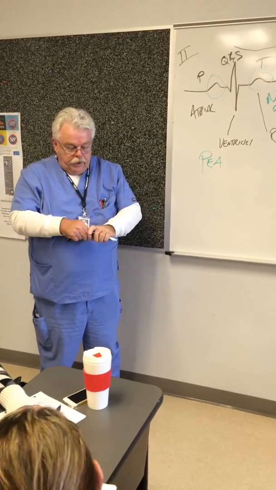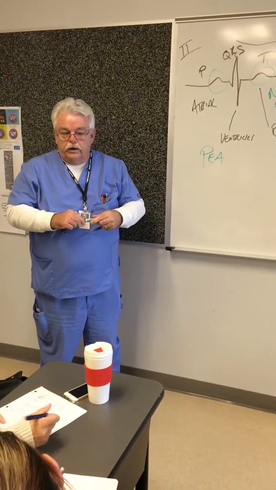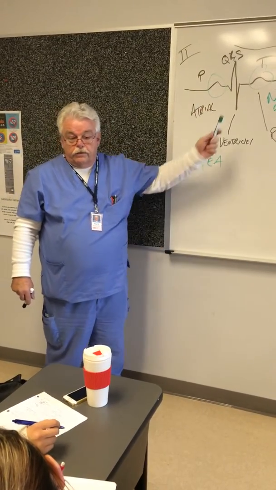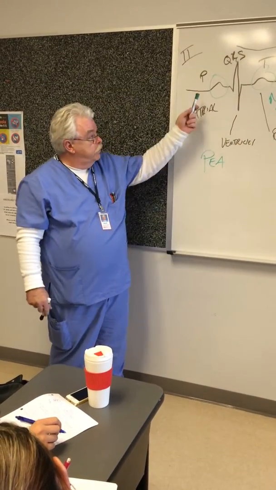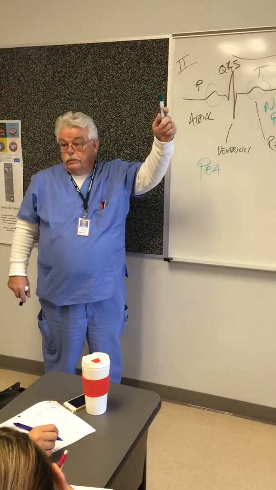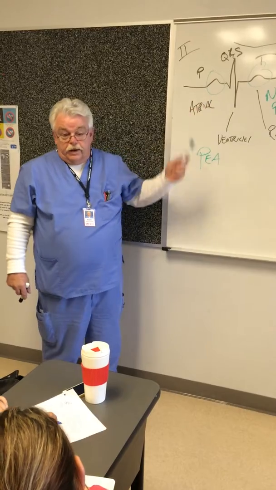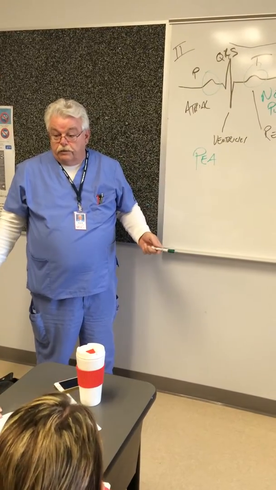Normal sinus rhythm is, the rate is between 60 and 100. There's a P before every QRS. There's a T after every QRS. And in lead 2, everything's upright. It's normal sinus rhythm, 60 to 100. If you don't have these, you got some kind of problem. You got to ask yourself what the problem is.